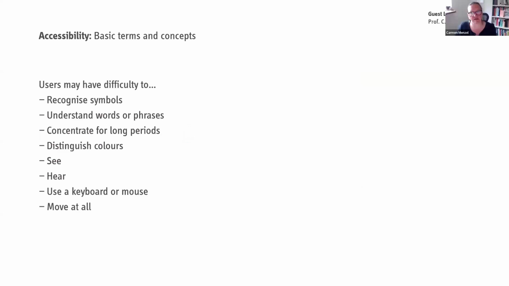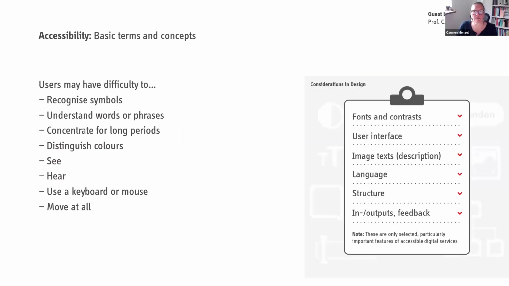Disabled people might have difficulty to recognize symbols, understand words or phrases, concentrate for longer periods, distinguish colors. You already mentioned color blindness. See, hear, use a keyboard or mouse, or move at all. So the range is very, very wide. That means in design, we have to think carefully about fonts and contrasts, what kind of font we use, how big it is, what contrasts we use, how the interface is designed, prepared, and structured, that we offer different channels for perception. So if you use images, you should also describe them textually. We will go deeper into that later on.